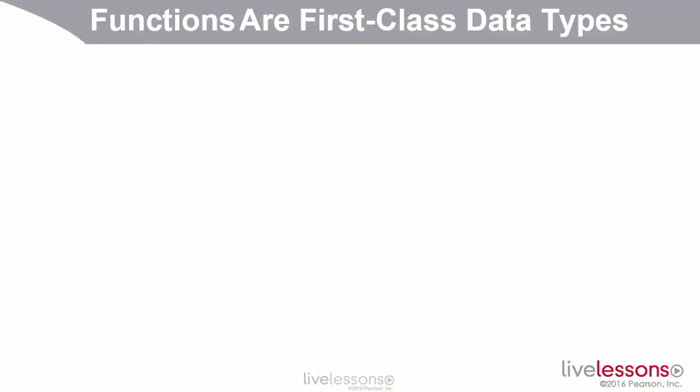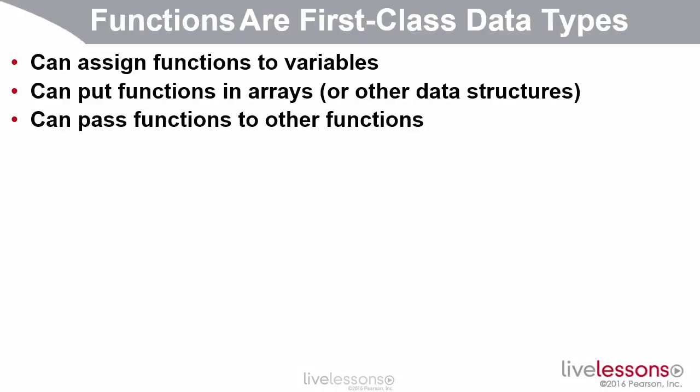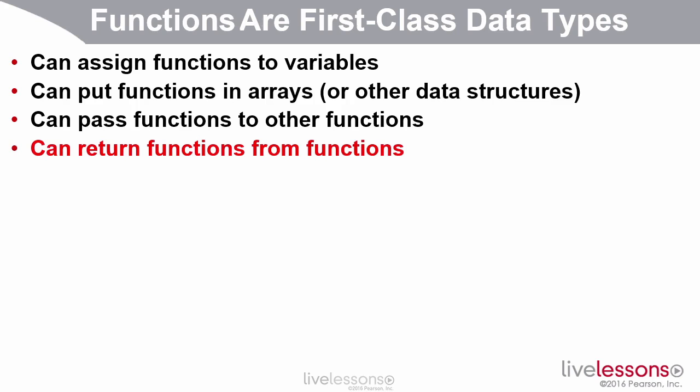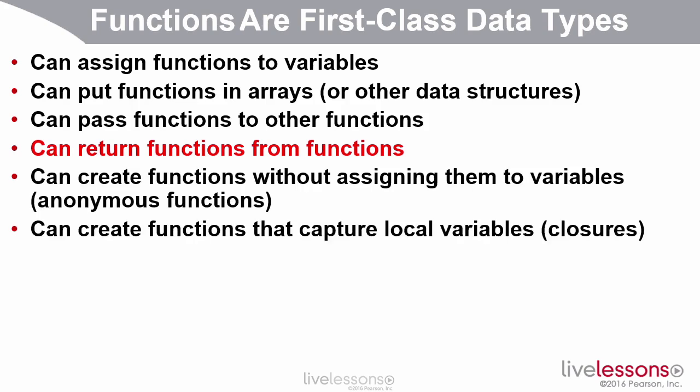We saw in the previous sections that for functions to be first-class data types, you can assign functions to variables, you can put functions in things like arrays or other data structures, and you can pass functions to other functions. Now we want to look at the fact that you can return functions from functions. After all, the return value of a function can be a number, or a string. If functions are first-class data types, you could also return functions from functions. The return value of a function can itself be a function. And then we'll have some other points we'll look at in the later sections.